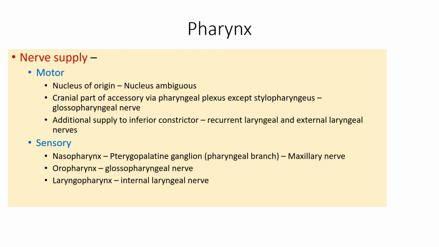Coming to the sensory innervation of the pharynx, the nasopharynx is supplied by the pharyngeal branch that comes from the pterygopalatine ganglion in relation with the maxillary nerve. The oropharynx is supplied by the glossopharyngeal nerve. The sensory innervation for the laryngopharynx is by the internal laryngeal nerve.